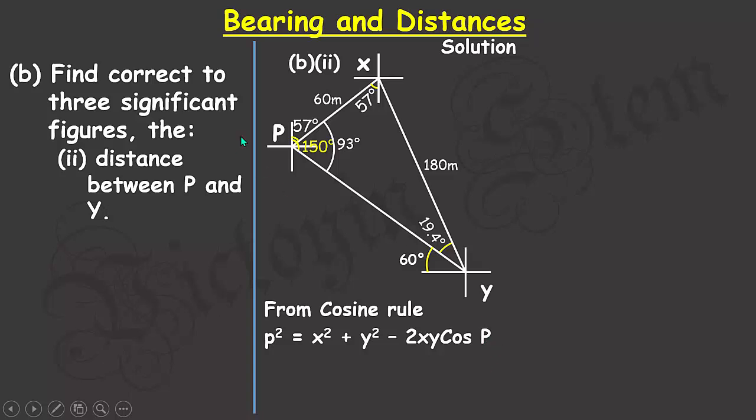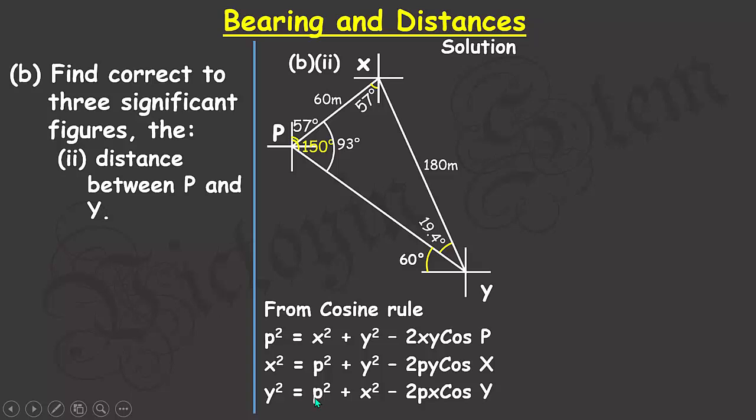The capital letters are used to represent the angles, and small letters for the sides facing the angles. So you can have p squared equals x squared plus y squared minus 2xy cos P, or you have x squared equals p squared plus y squared minus 2py cos X, or you can use y squared equals p squared plus x squared minus 2px cos Y. But here, the second one is the most useful because I'm looking for x, the side facing angle X, which is PY. I have p as 180 meters.